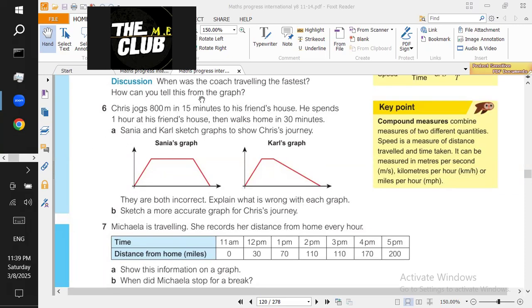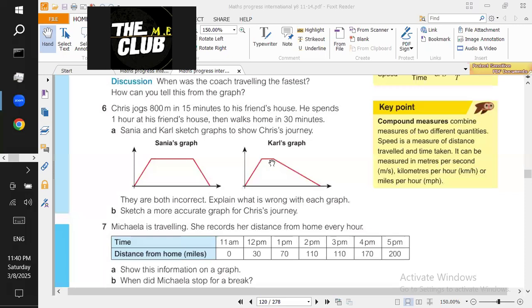And here they said the first jog was 15 minutes and the second one was 30 minutes. 15 is less than 30. It means this 15 minutes here and this one should be different, right? And then this one is wrong.